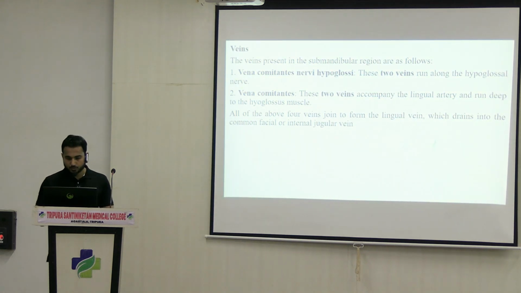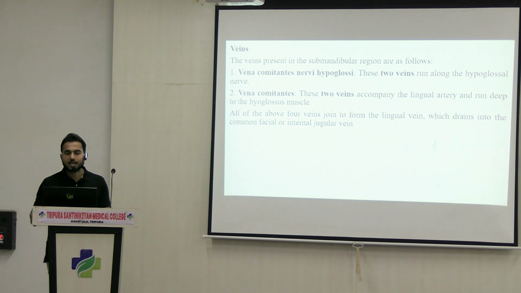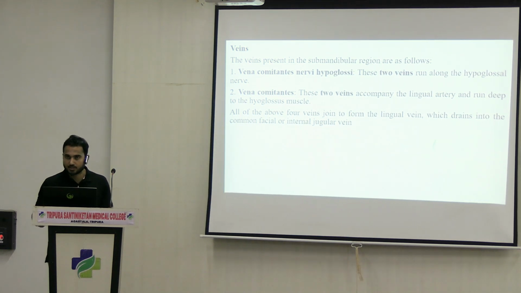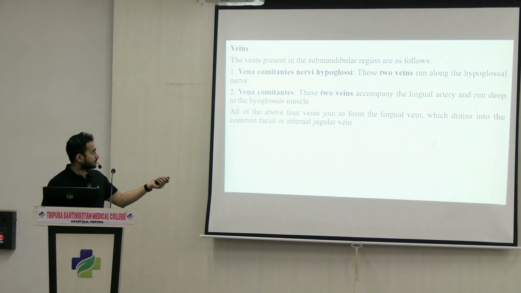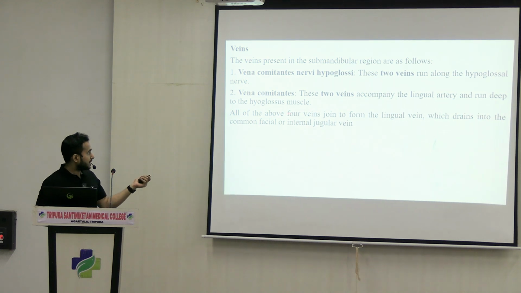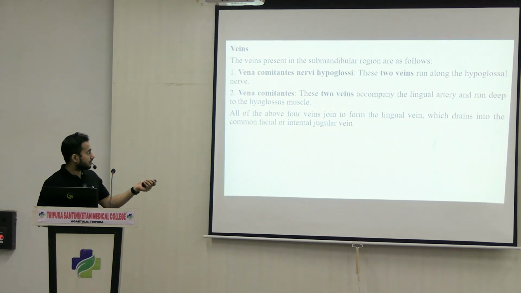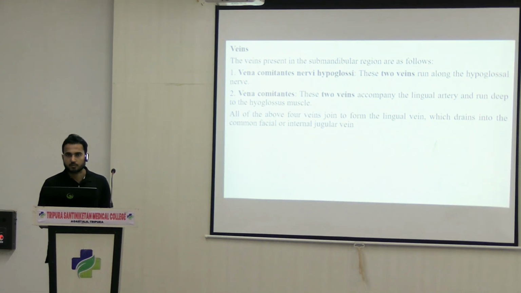Now veins, I have already shown you in the diagram. Vena comitans nervi hypoglossi, which accompanies the hypoglossal nerve. Two veins are there. Next, vena comitans, again two veins, which accompany the lingual artery and run deep to the hyoglossus muscle. Ultimately they join to form the lingual vein, and it drains into the common facial vein or the internal jugular vein. This is how the venous drainage of this area takes place.